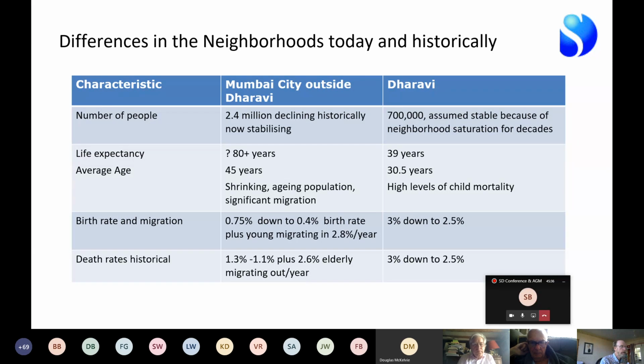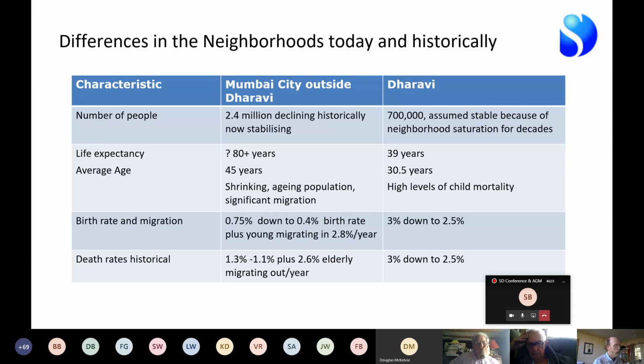Dharavi, on the other hand, has life expectancy of 39 years, an average age of 30, with very high levels of child mortality. And you can see there that the birth rate and migration rates are quite different between those two. Obviously, there's very high mortality from cholera, dysentery, and other diseases in Dharavi. And the reason this is so pertinent right now is that probably today or within the next few days, the monsoon is going to arrive. And the monsoon will flood Dharavi, all the sewers will overflow, rates of infection from those horrible diseases will escalate. And now they've got COVID-19 on top of all that.